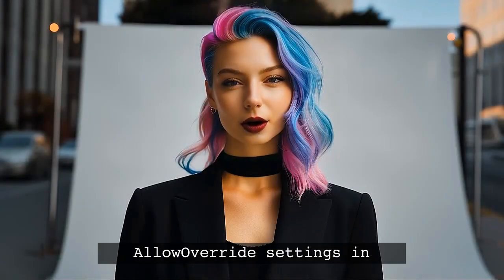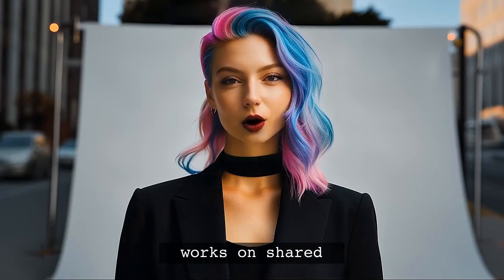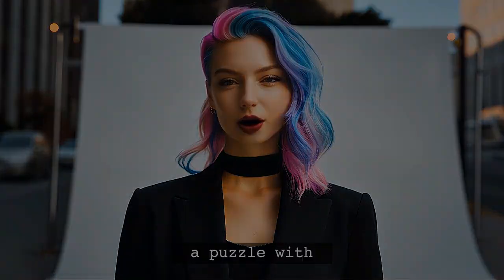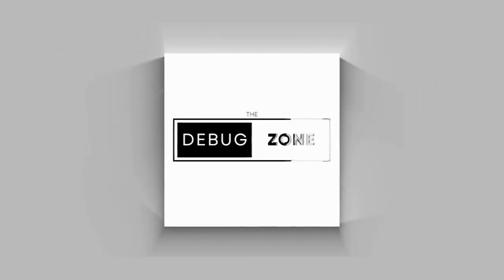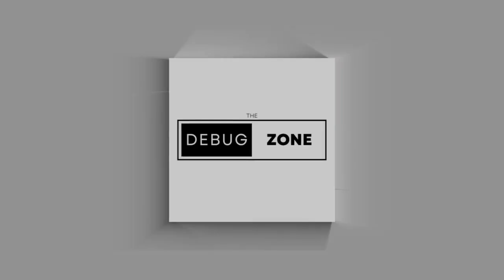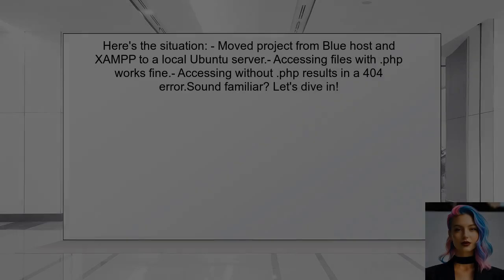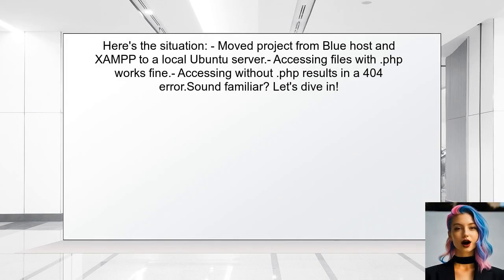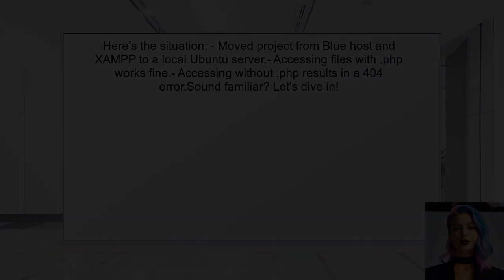Are you facing a frustrating 500 internal server error after changing your AllowOverride settings in Ubuntu? Here's the situation. One user moved their project from Bluehost and XAMPP to a local Ubuntu server. They found that while accessing files with the .php extension worked fine, accessing them without the extension resulted in a 404 error. Sound familiar? Let's dive into the details.